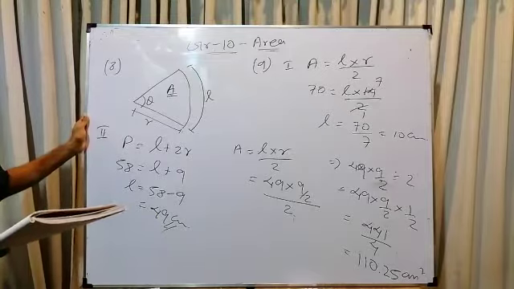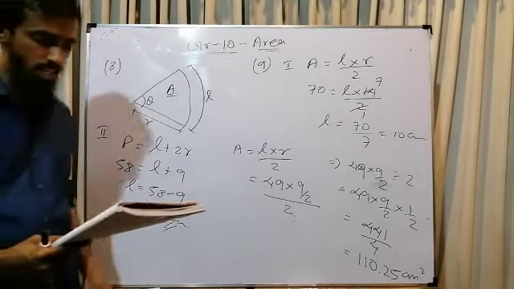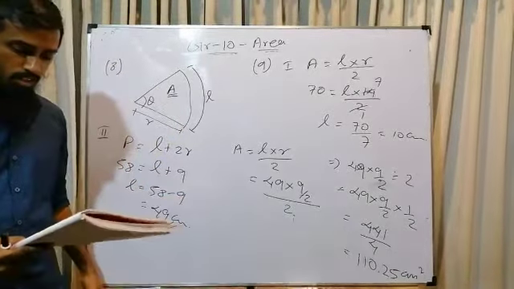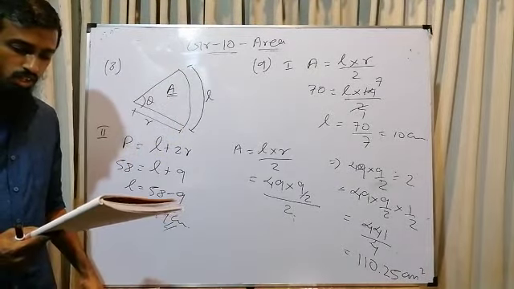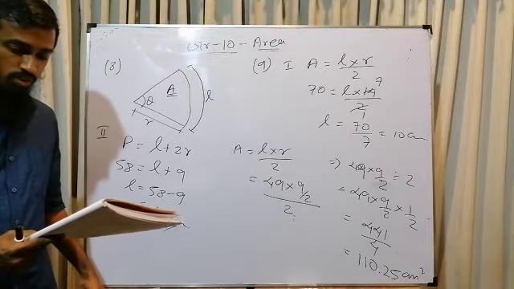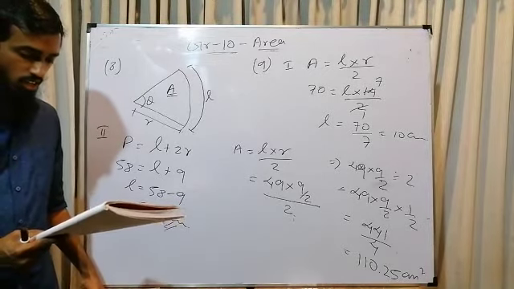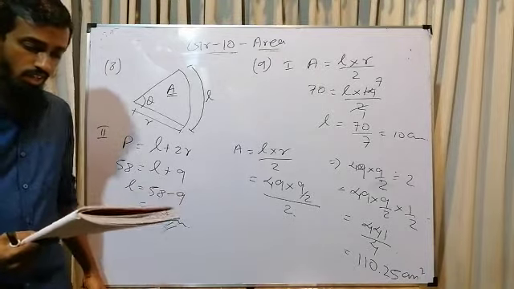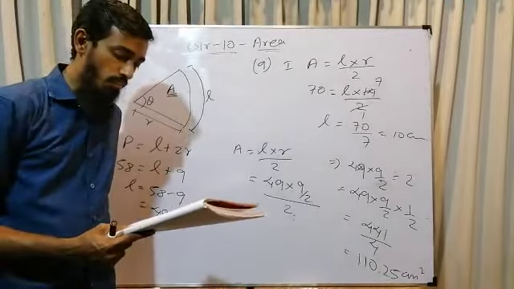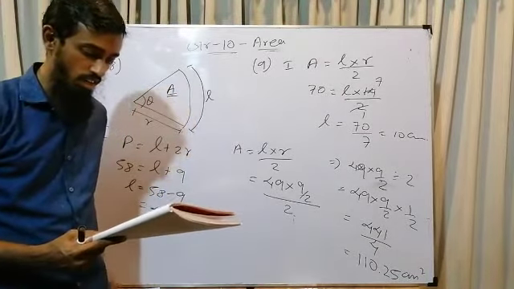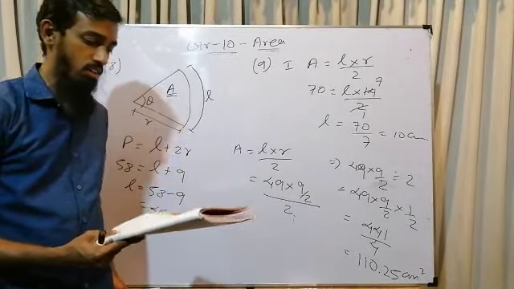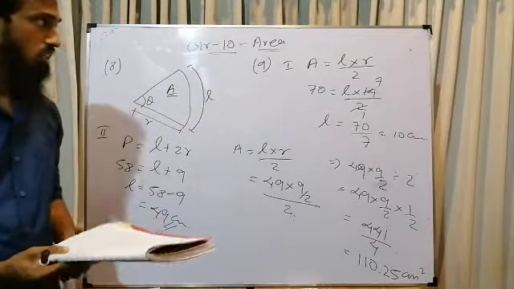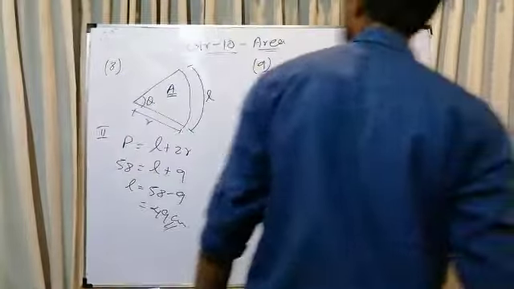Okay, last one, the 10th question. Find the radius, center angle and the perimeter of a sector with arc length 4.4 meter and area 9.24 meter square. We need to find both the radius and the center angle. So the arc length is given. For the 10th question also we need to use this equation, A equal L into R over 2.